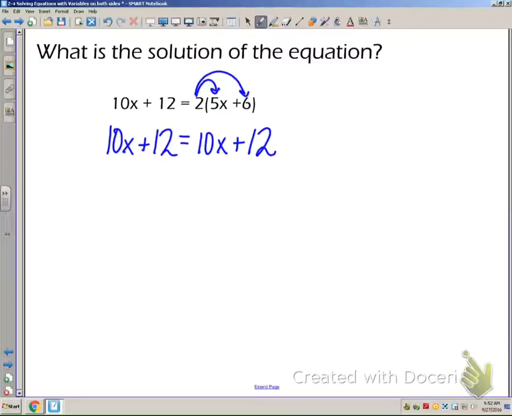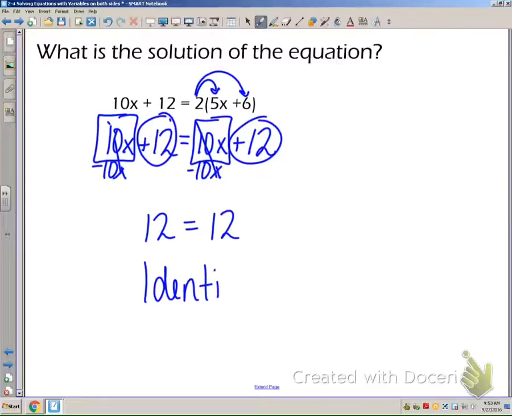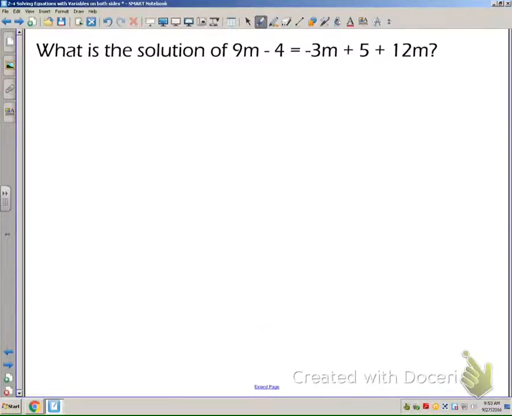Now we can do our circles and squares. I want to get my 10x's together and my 12's together. So I'm going to subtract 10x from this side to get it over here with this 10x. Well, if I subtract 10x from 10x, I get nothing. So I have 12 equals 12. Really, I didn't even need to go that far because I can see right here, 10x plus 12 equals 10x plus 12. These are the same thing on both sides of the equal sign. So this is an identity. Any value that I plug in for x will make this equation true. Okay, let's try this one.